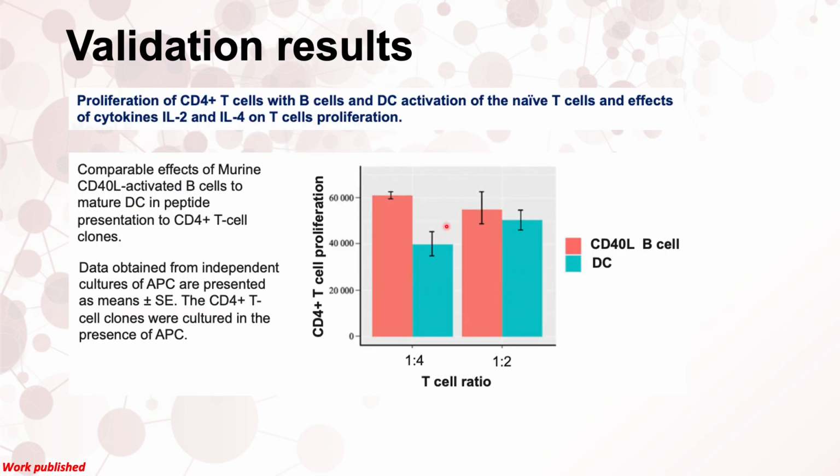This figure summarizes a direct head-to-head comparison of the proliferation of a CD4 T cell between CD40L-activated B cell and mature DC with regard to presenting antigen to the naive T cell for activation. It showed that a T cell presented a higher proliferation with B cell activation than with DC activation.